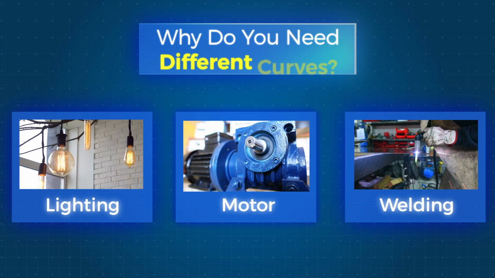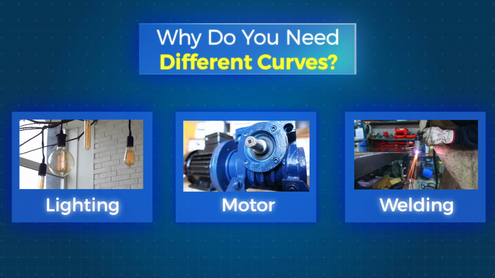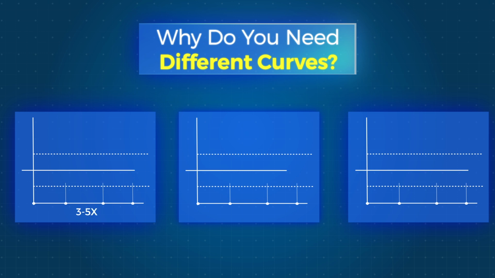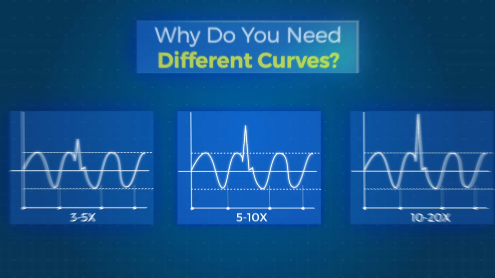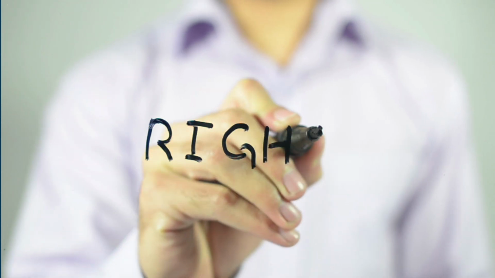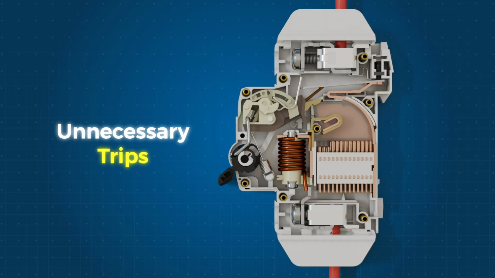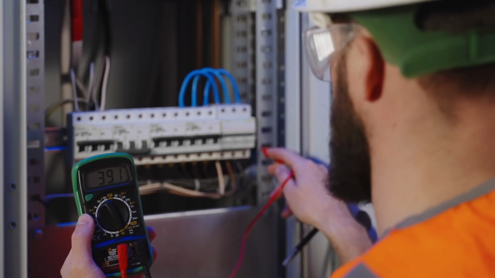Different machines draw different amounts of current when they start. Some loads barely spike, while others can surge 10 to 20 times their normal current. That's why you need the right curve for the job to prevent unnecessary trips and protect equipment.